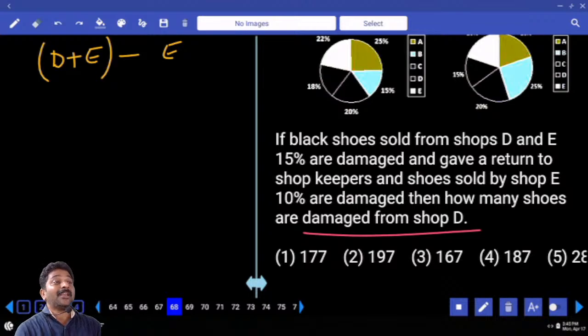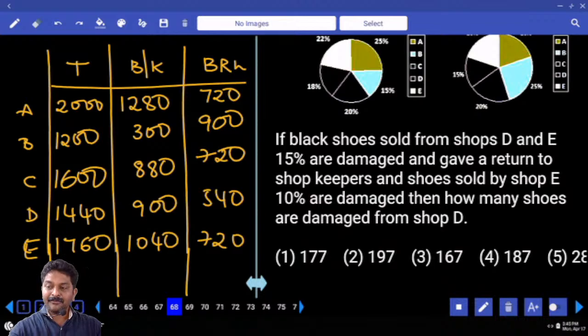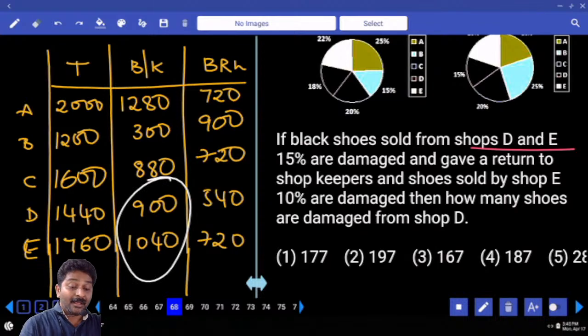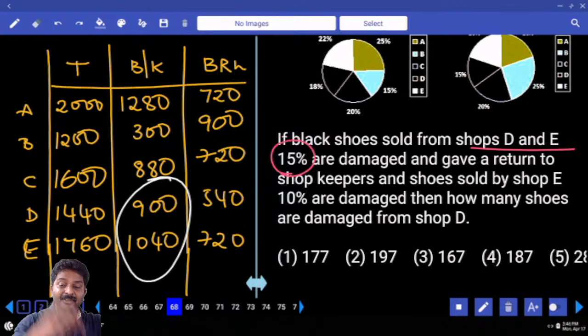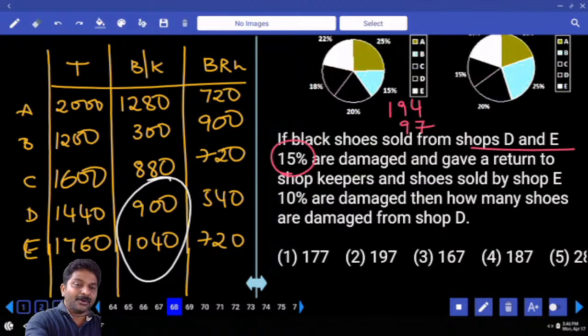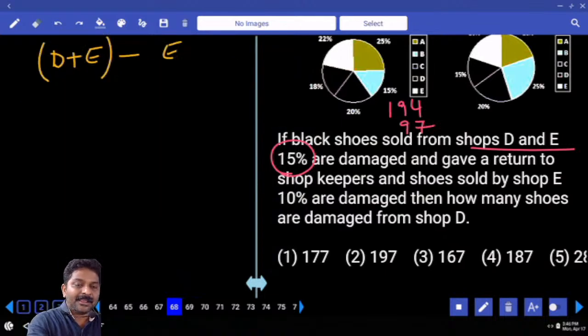Is it about black color or brown color? Black color. Yes? From which shops? D and E. Both together, how many do we have? Out of 1940, what percent got damaged? 15%. How do you get 15%? 10% plus half. What is 10%? 194. Half of that number, 97. Correct. Both together, D and E both together.